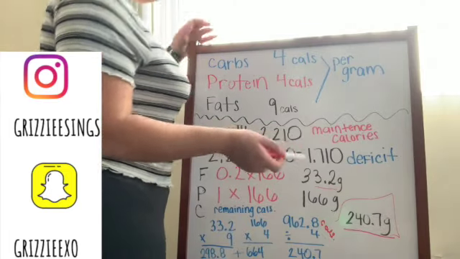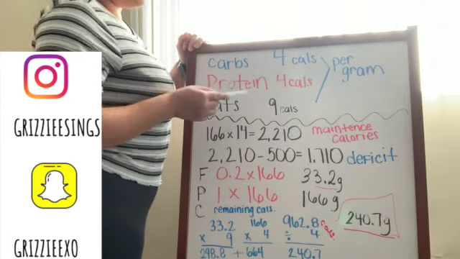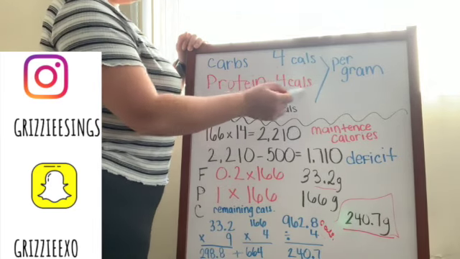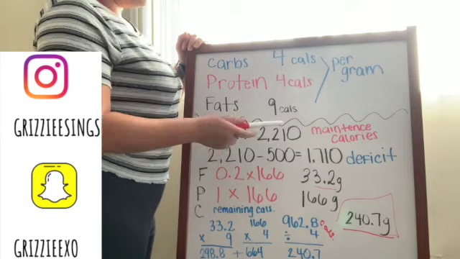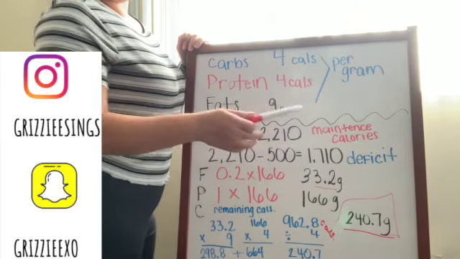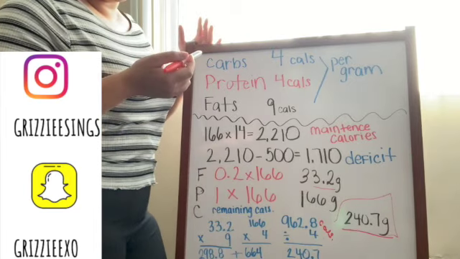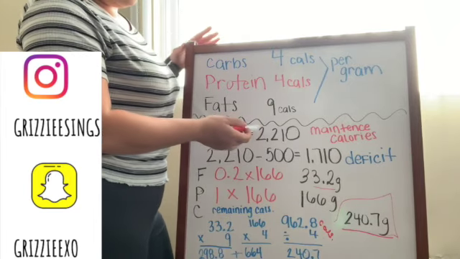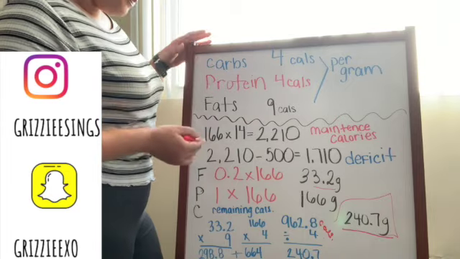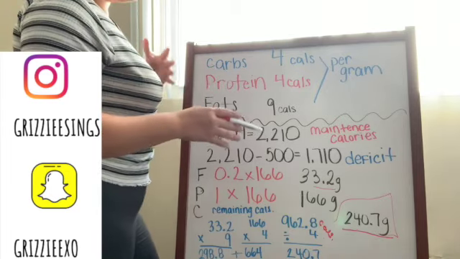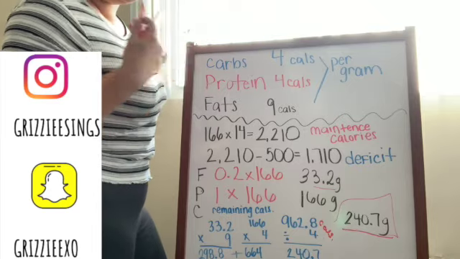So let's begin. For carbohydrates, there are 4 calories per gram. For protein, there's 4 calories per gram. And for fats, it's 9 calories per gram, which is why a lot of fat foods have a higher caloric intake, because it just has more calories. It's more dense.